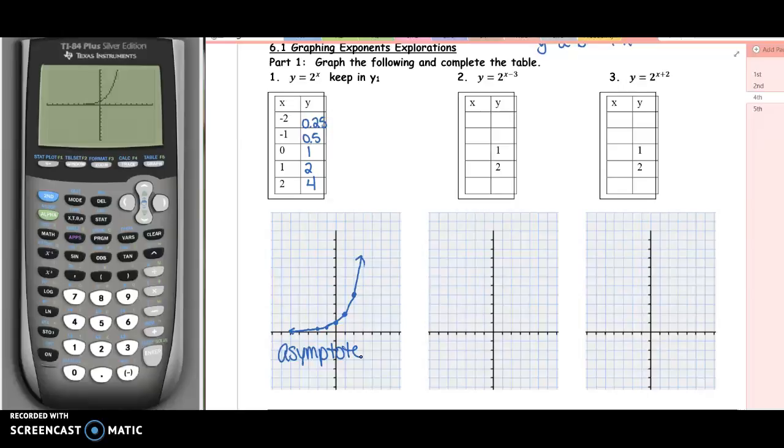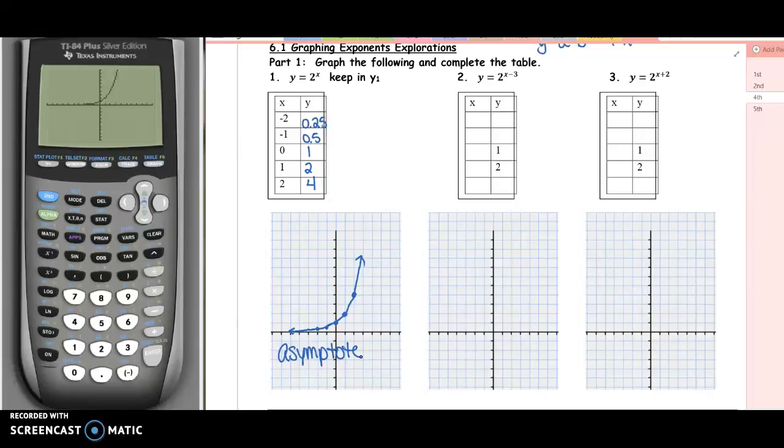A-S-Y-M-P-T-O-T-E, it's a word that has far too many consonants for the number of vowels. An asymptote is a line that the graph approaches and seems to touch, but if you actually were to zoom in, it doesn't actually touch the line and it never crosses the line.